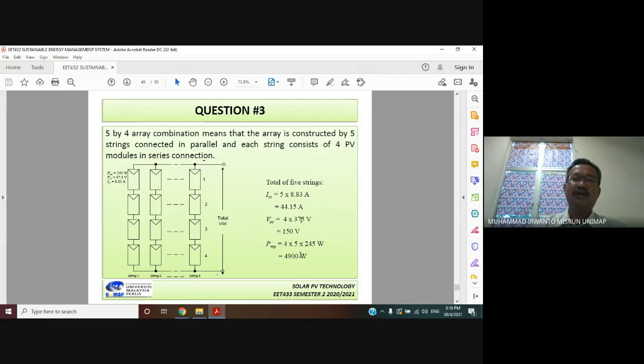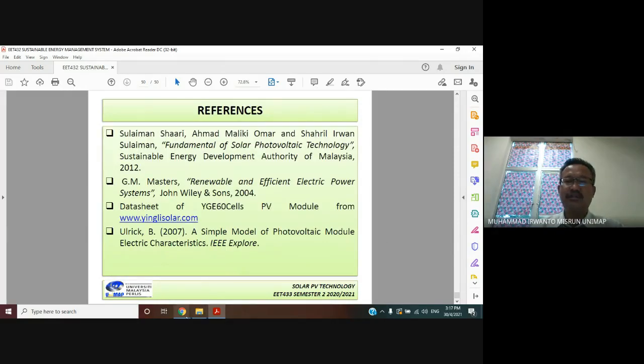And then the maximum power. Because one string is constructed by 4 PV modules, each PV module has a power of 245 watt, and the total array has 5 strings, we get 4 multiplied by 5 multiplied by 245 watt, equal to 4,900 watt. Okay, thank you very much.